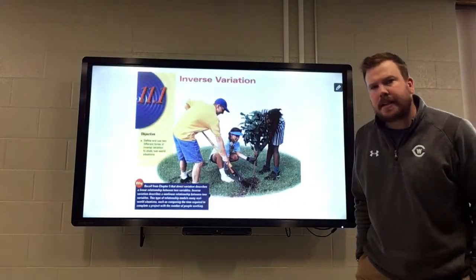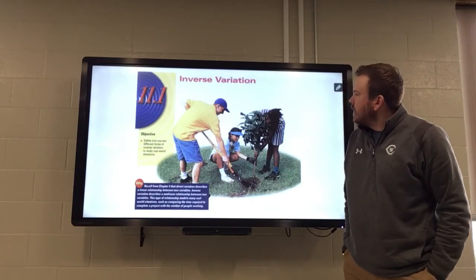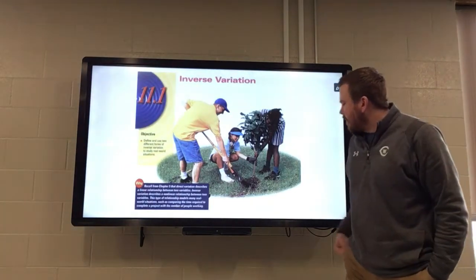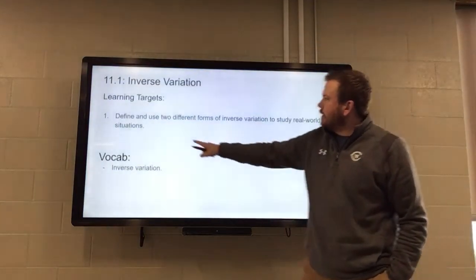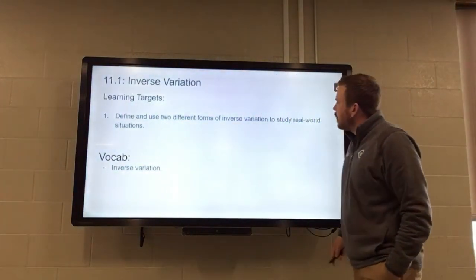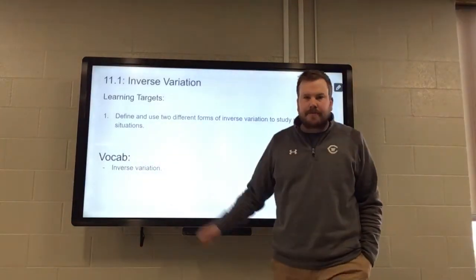Hello class. Today we are going to talk about 11.1. So we're starting chapter 11. We are going to start with inverse variation. Our learning target today, we want to define and use two different forms of inverse variation to study real world situations, and just one vocab word, inverse variation.